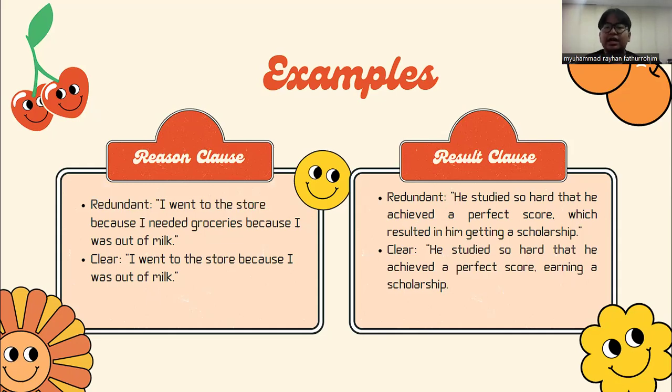And now the result one: "He studied so hard that he achieved a perfect score, which resulted in him getting a scholarship." The clear one is "He studied so hard that he achieved a perfect score, earning a scholarship." This is a better example because you can see how much better the clear clause is. Even though it's just a small change, removing which and resulted makes it clearer, because sometimes you don't need that much conjunction, even in an adverbial clause.